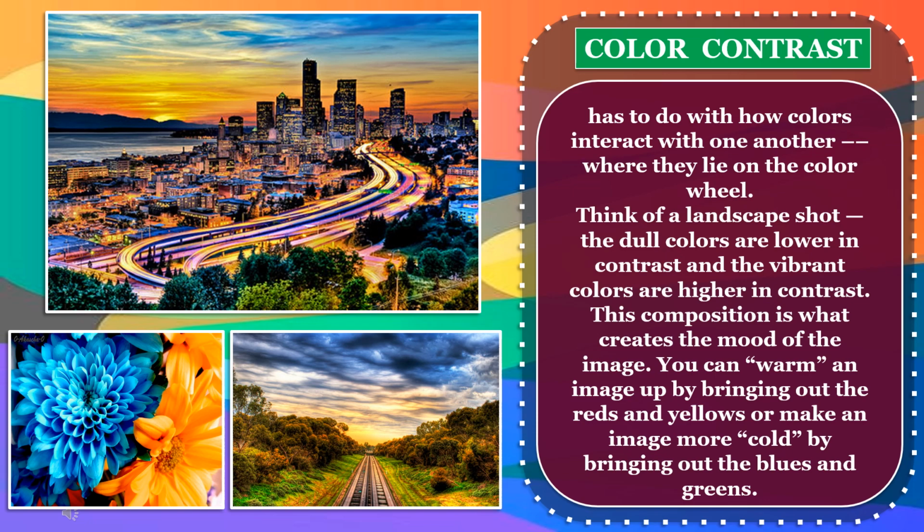Color contrast has to do with how colors interact with one another, where they lie on the color wheel. Think of a landscape shot. The dull colors are lower in contrast and the vibrant colors are higher in contrast. This composition is what creates the mood of the image. You can warm an image up by bringing out the reds and yellows, or make an image more cold by bringing out the blues and greens.